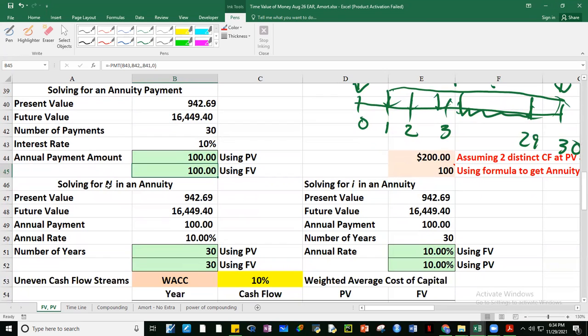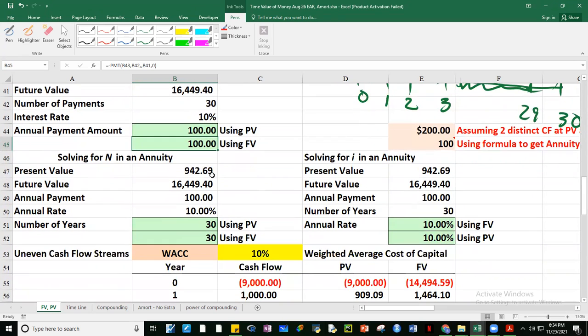Okay, so sa Excel, ang gagamitin natin dyan, NPER. Okay, so this example, no? Given the present value of 942 and then an annuity of 100, okay, for 30 years. So dalawa lang gagamitin ko, either yung 942 or 16449 and compare it with the annuity of 100. Or I can just choose this one and this one.